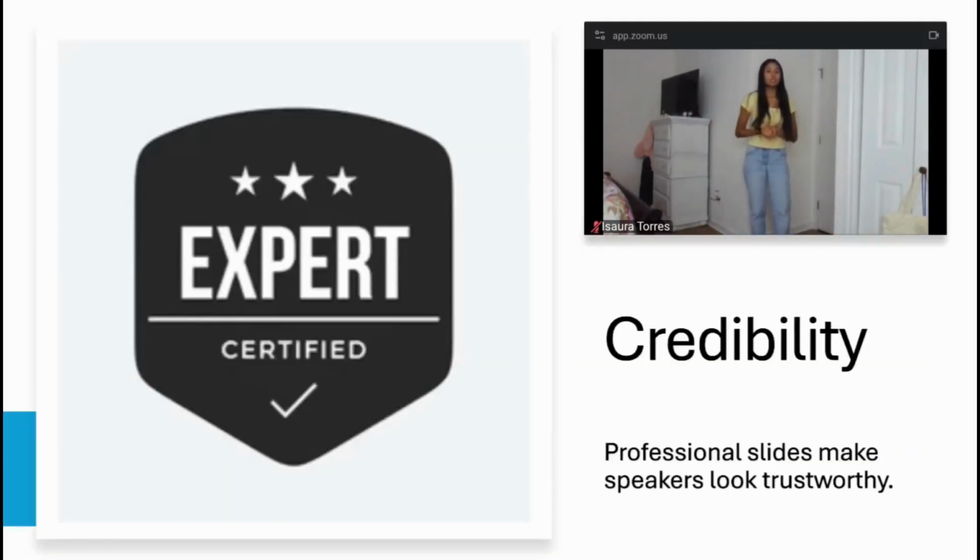Besides helping the audience understand the message, these aids can also help build the speaker's credibility. Using neat, well-designed slides makes the speaker seem more knowledgeable and well-prepared. When your presentation looks professional and organized, the audience tends to trust you more and views you as an expert on your topic.